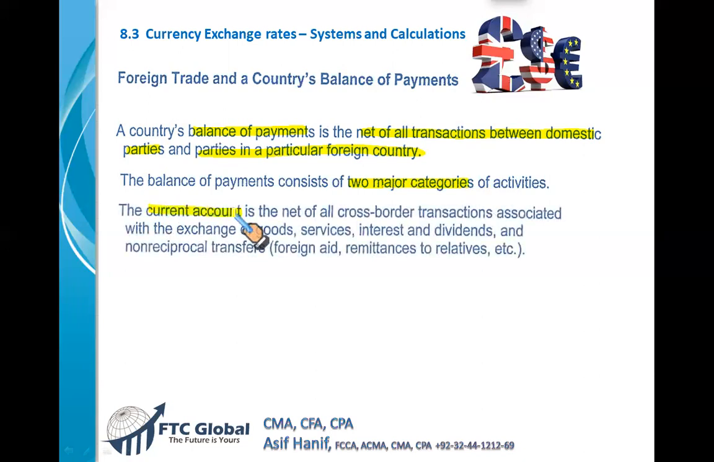The other is the capital account. What do we have in the current account? In the current account, we have goods bought and sold, services bought and sold, and interest and dividends received from abroad or paid to outside investors.